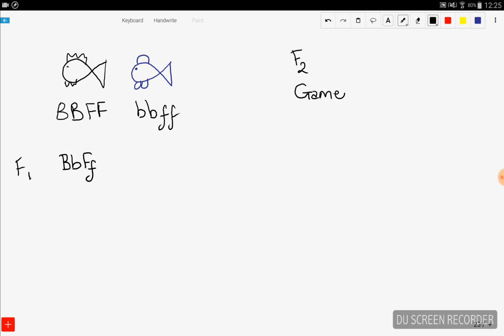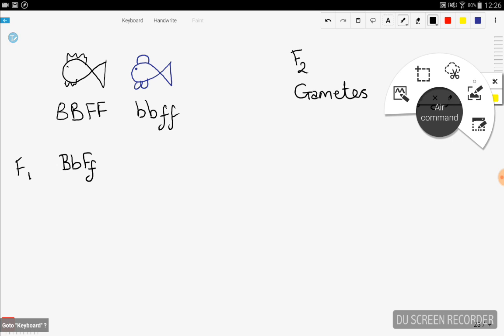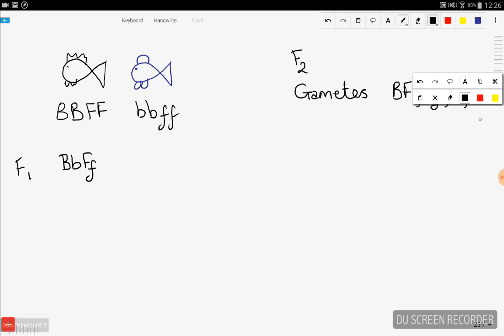So, the possible gametes, remember there's 4 possible gametes, will always be from the genotype they have. So, the first gamete would be using a big B and a big F. That's a possible combination. And then another possible one is a big B and a little f. The third one would be a little b but a big F. And the fourth one would of course be both the lower cases. So a little b and a little f.